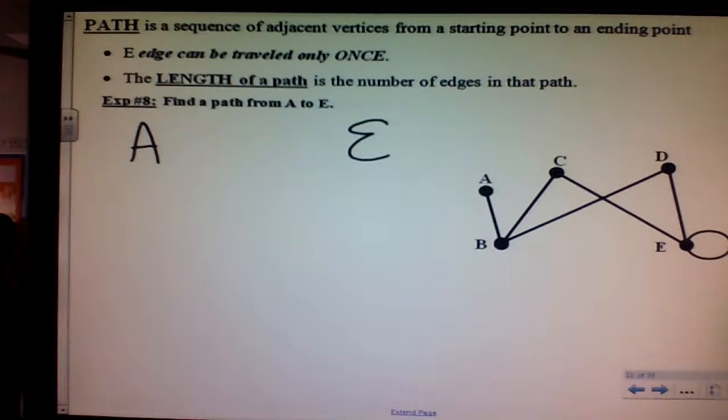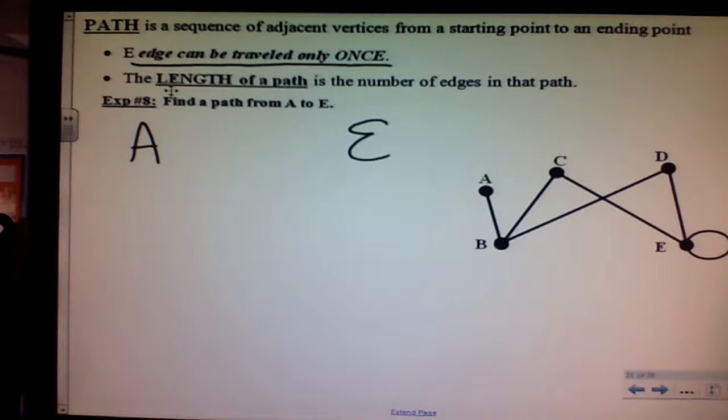Okay. A path is a sequence of adjacent vertices from one starting point to an end point. In other words, A to B, and then stop. Okay. So when you're drawing a path, you should be able to place your pencil and follow the lines without ever picking it up. Some things to keep in mind: once you travel an edge, you cannot travel it again. The length of your path is how many lines you've traced.